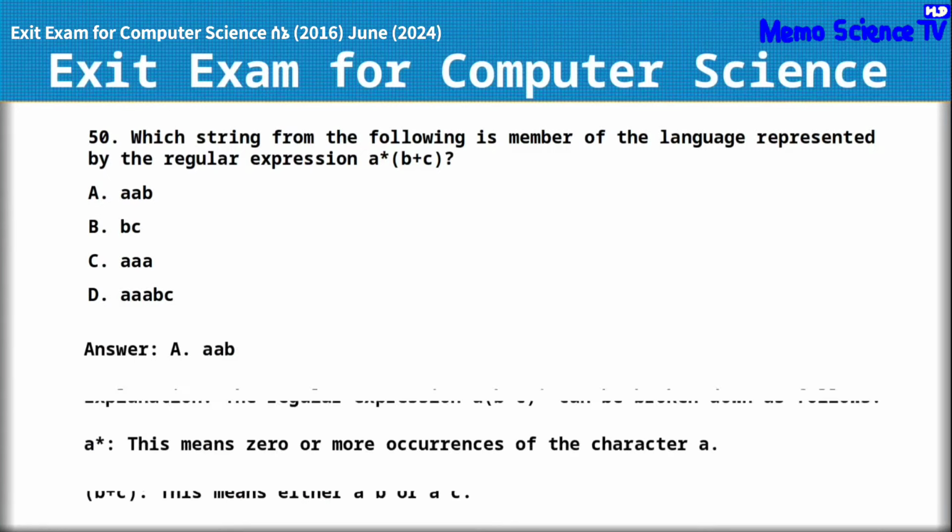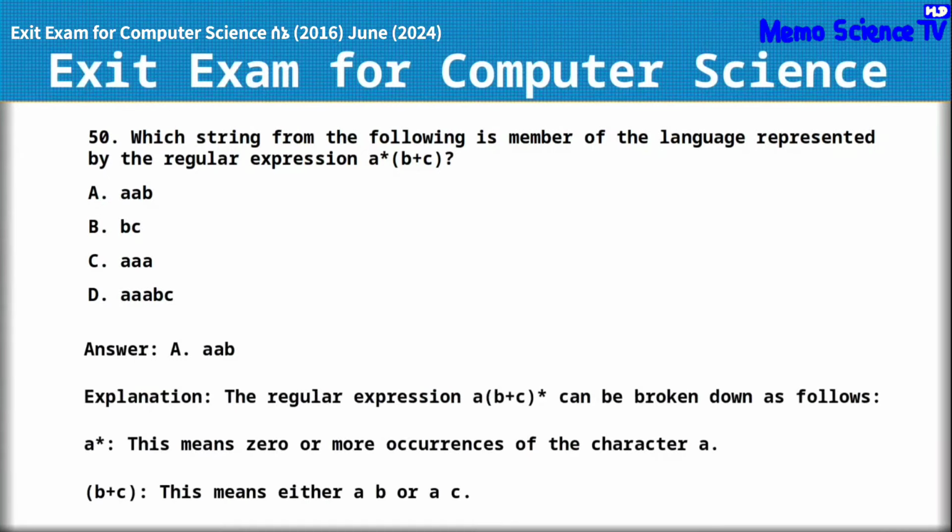The regular expression A asterisk B plus C can be broken down as follows. A asterisk means 0 or more occurrences of the character A. B plus C means either B or C.